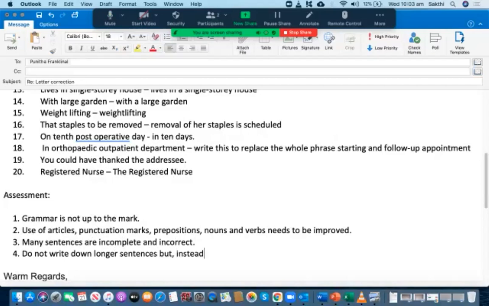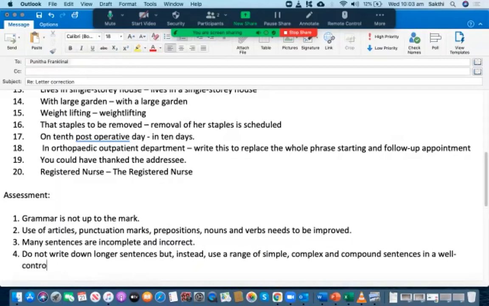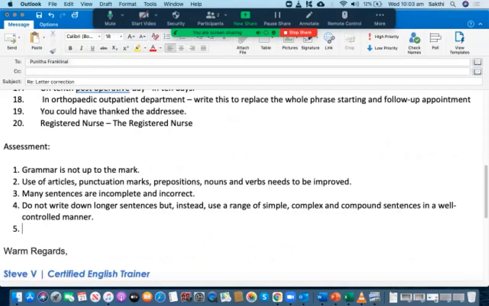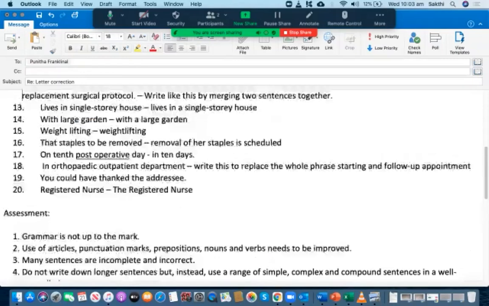But instead, use a range of simple, complex, and compound sentences in a well-controlled manner. Okay, you should be able to control the sentences that you're writing down. Okay, do you understand? Do not just write down longer sentences without control on the sentence structure. That's not good. All right, spelling mistakes.